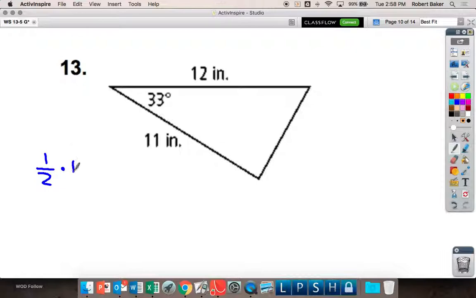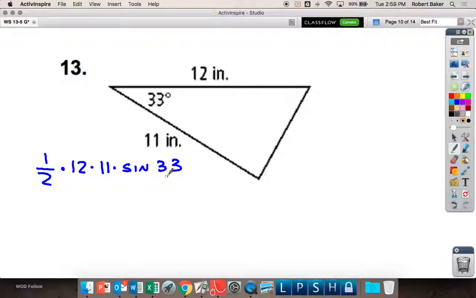One half times the side length times the side length times the sine of the angle sandwiched between them. Is it that bad? Not really. Anybody have any questions or thoughts?